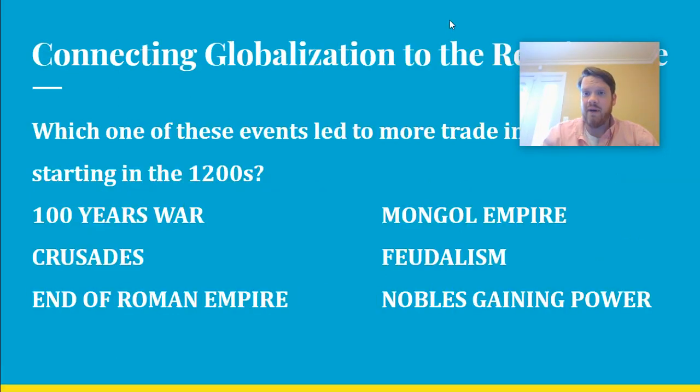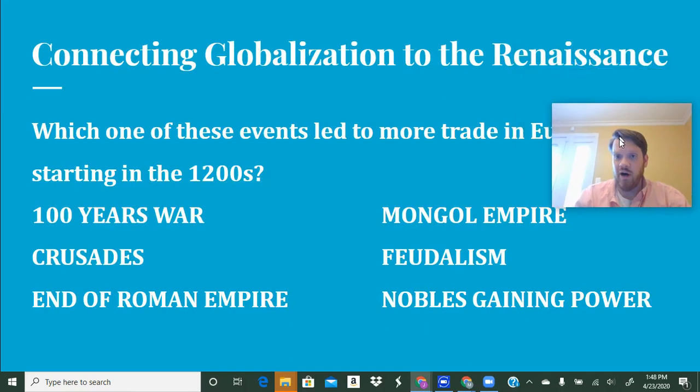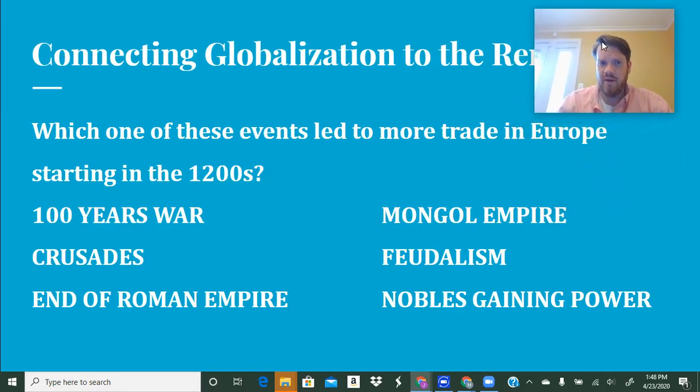So we have to think about what we finished with in Europe at the end of Unit 2. And I have 6 events here. And I'm asking you, which one of these events led to more trade in Europe starting in the 1200s? Think about that for a few seconds.